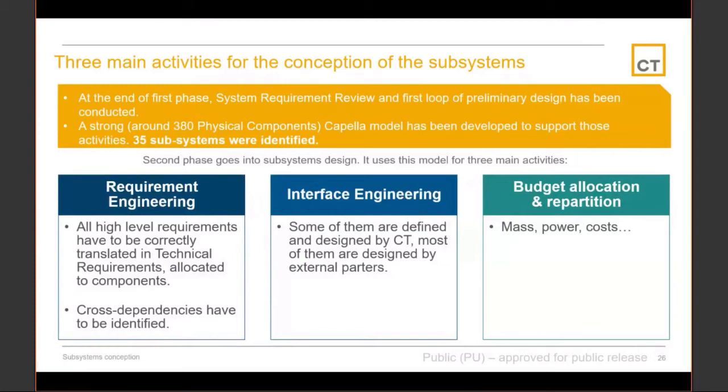As I said, there are 35 subsystems that were identified, and there are three main points on which we use Capella to define and design those subsystems: requirement engineering at subsystem level, interface engineering, identification and specification of interface, and eventually budget allocation and repartition. I will not talk about that in this webinar, but we mainly use property value management extensively to perform those tasks.